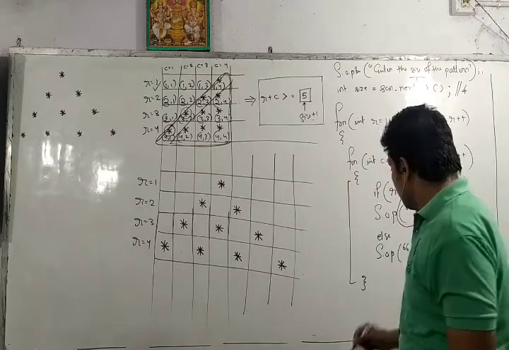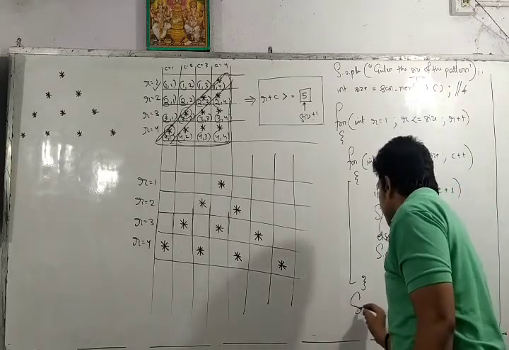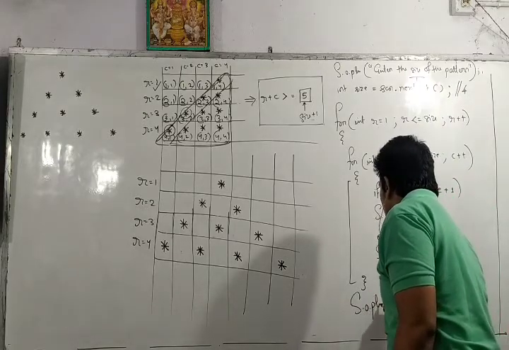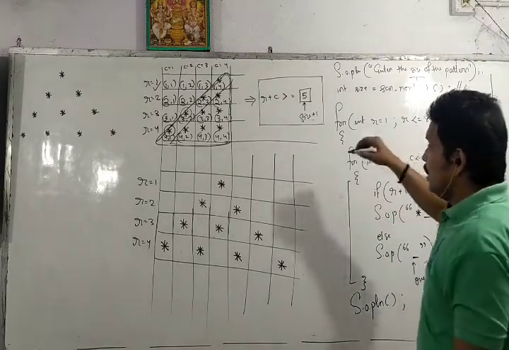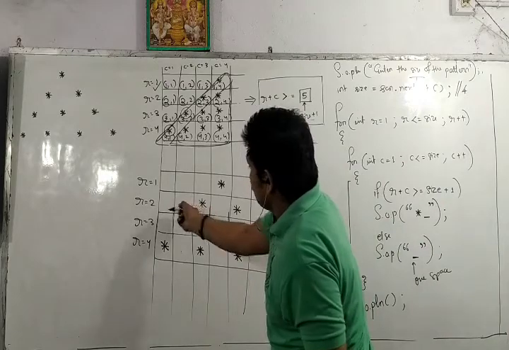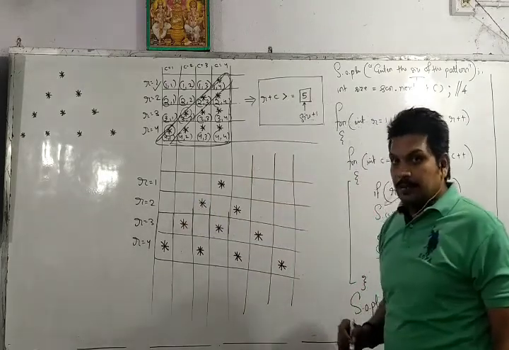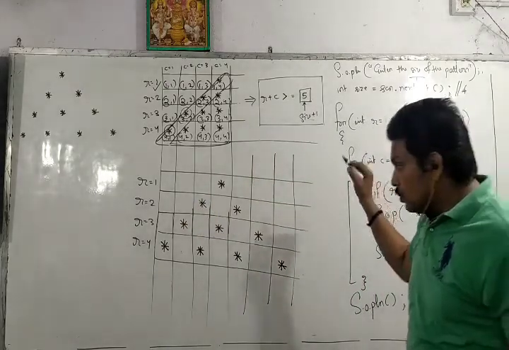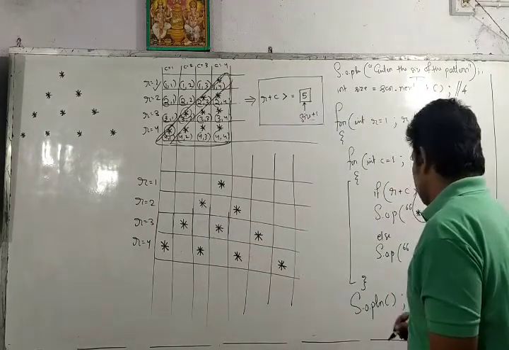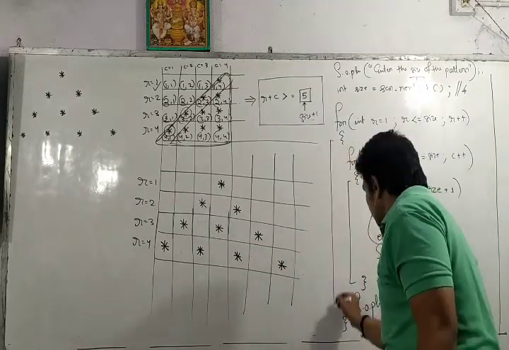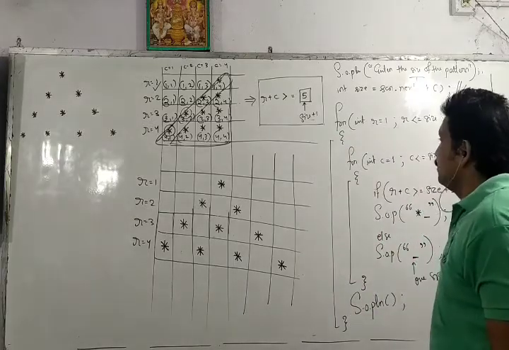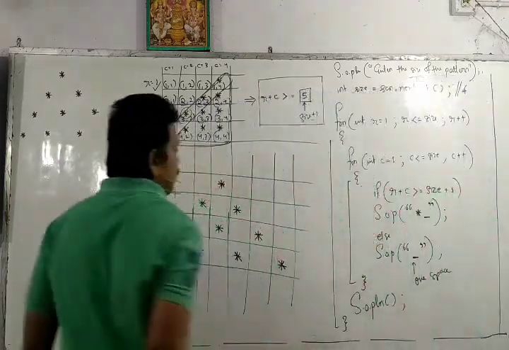And what is the next step? We have to write System.out.println. Why? So that the cursor will be taken to the next line. Then close the block of the outer for loop. Clear? So this is the program.